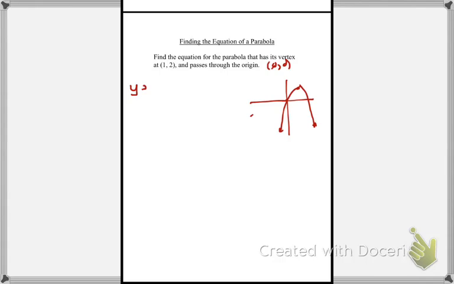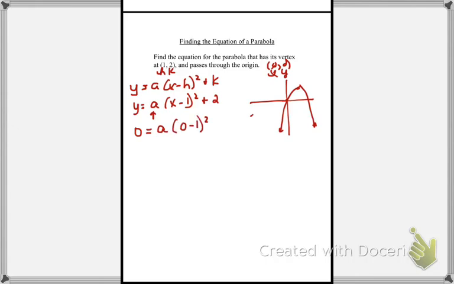So we start with your basic format. We substitute in the h and the k. So we get y is equal to a, x minus the 1 squared, plus 2. Now, from here, we're going to substitute in your x and your y point because we need to solve for a. We have 3 variables, so if we use your origin as an x, y, we can substitute that out and leave us with 1 variable. And then resolve your equation.